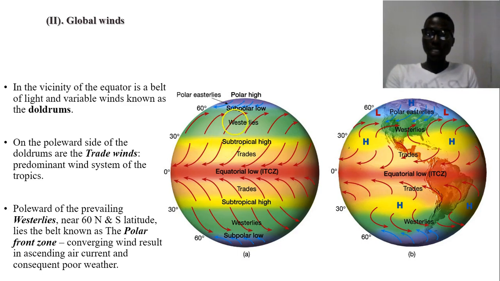And between 60 degrees and 30 degrees north and south of the equator, we have the westerlies, or the winds that are called westerlies because historically winds are named based on the direction from which they are coming.